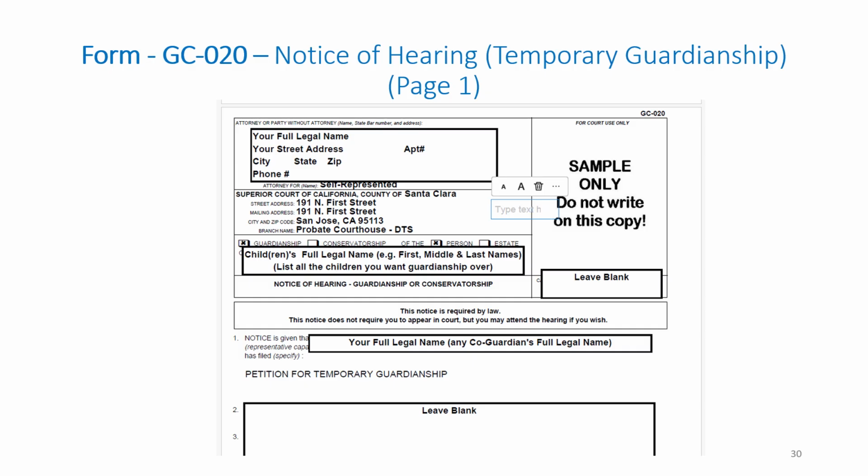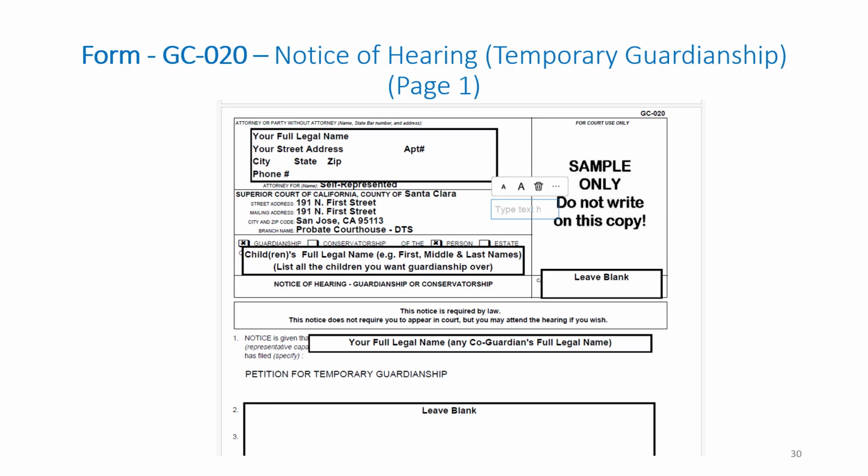Form GC-020 is the Notice of Hearing for the Temporary Guardianship. This form tells the parties and those individuals entitled to notice when the hearing will be on your petition for temporary guardianship. For Item 1, list your name and the name of any proposed co-guardian here.